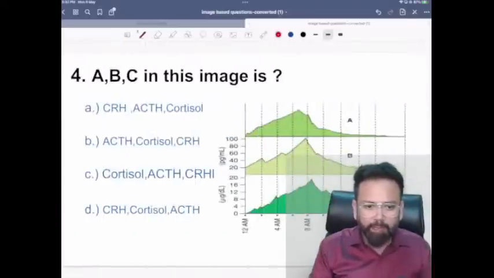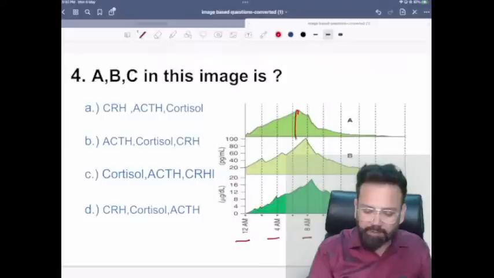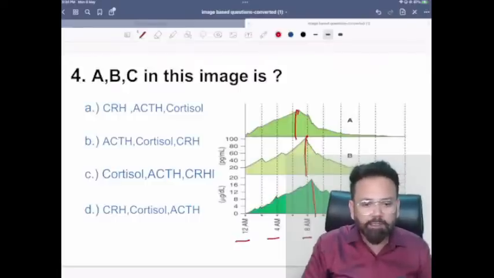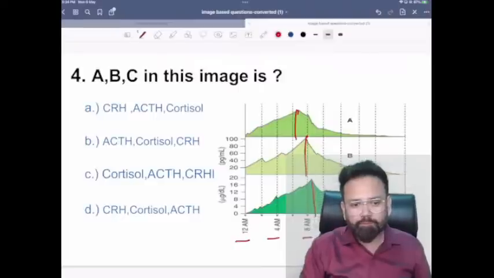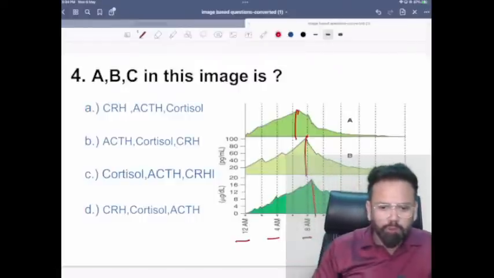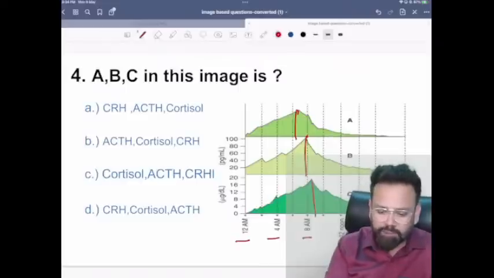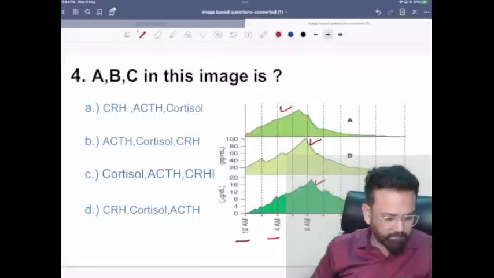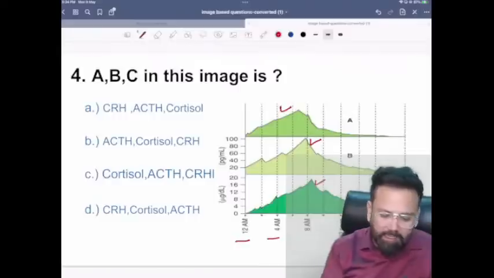Now A, B, C in the image: just see the timings, 12 a.m., 4 a.m., 8 a.m. This is the first rising, this is the second rising, and this is the third rising. What is A, B, and C? First, what will rise? Then the second will rise and the third will rise. This is a common sense MCQ. And this is the only hormone that obeys circadian rhythm. If you see, the peak is occupied first by this, then this, and then this. Yes, answer is A. Very good.